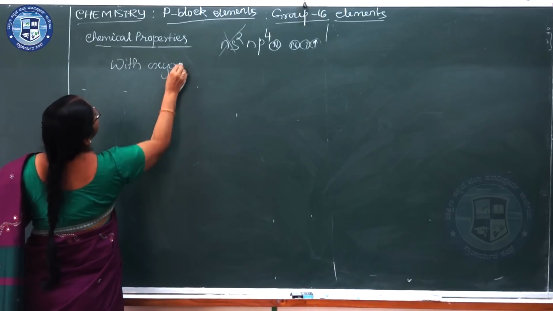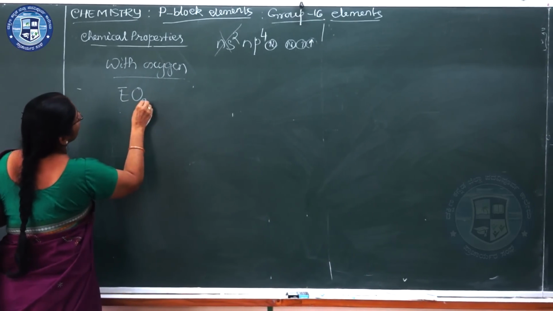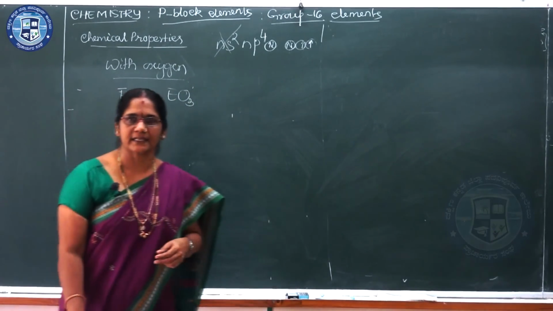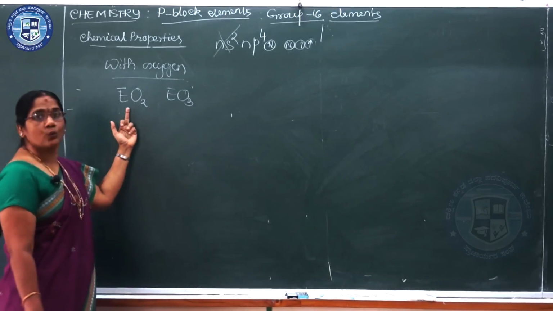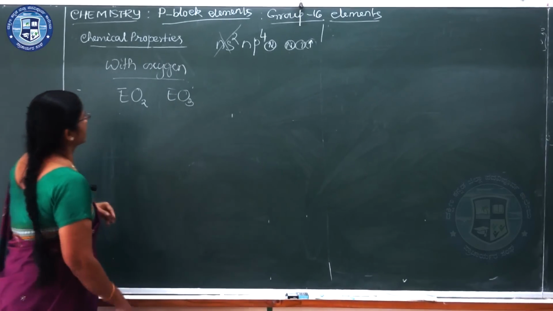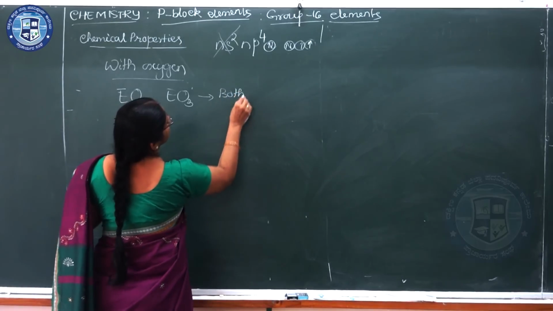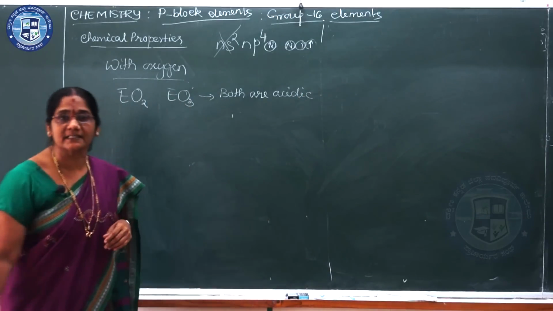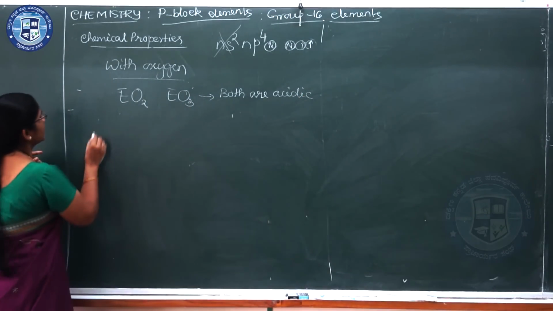So with oxygen, they form two types of oxides, EO2 and EO3, where E is the group 16 element. For example, SO2, sulfur dioxide, and SO3, sulfur trioxide. Among these, both are acidic in nature. Both of them produce acids when they are put into water. So both the oxides are acidic in nature.